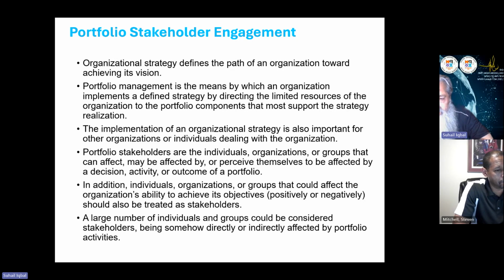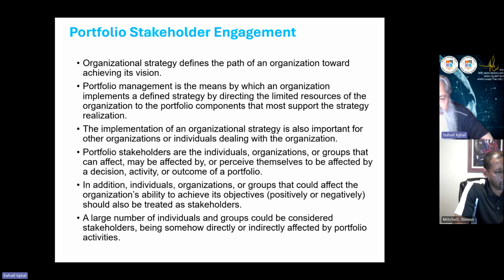So portfolio is a high level thing. And at the portfolio level, we cannot be very specific. So I think this perception thing, perceive yourself to be affected by our decision, activity, or outcome of a portfolio, probably it applies to. So that way, my simple definition: anyone and everyone who has to do anything with the project is a stakeholder. Yes, that might look okay, but this is the good definition.